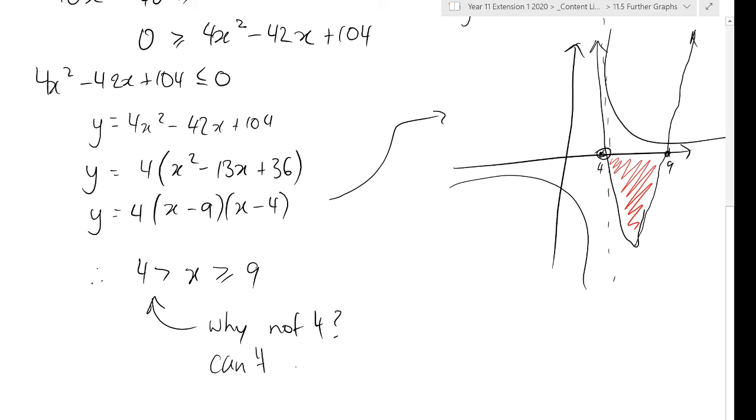So x cannot be 4, since we can't divide the original inequality by 0.